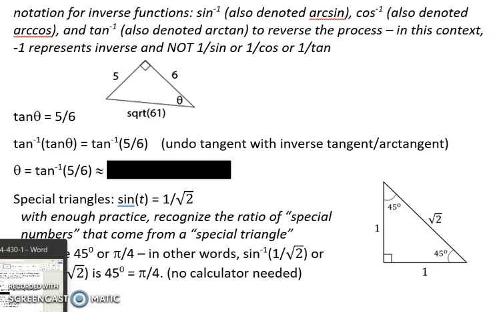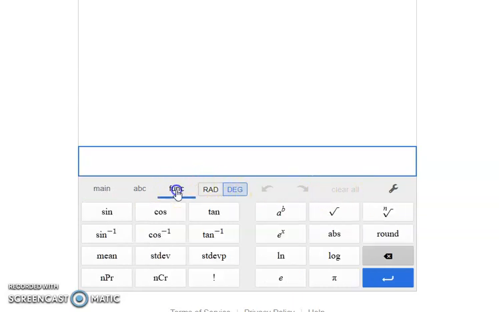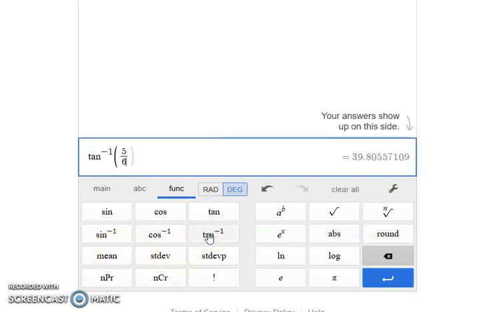If we go to the Desmos calculator, we can find the inverse functions in the function menu. Select the function we want, enter the side ratio, and we get an angle in degrees. If we want the angle in radians, we just need to click the radian toggle switch. The angle theta is 39.8 degrees or 0.69 radians.